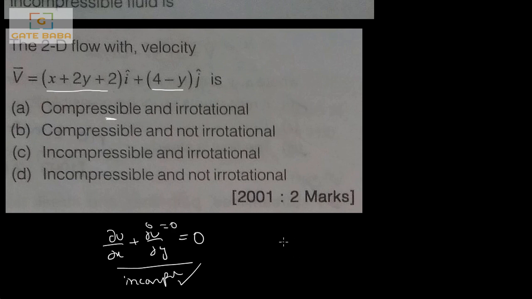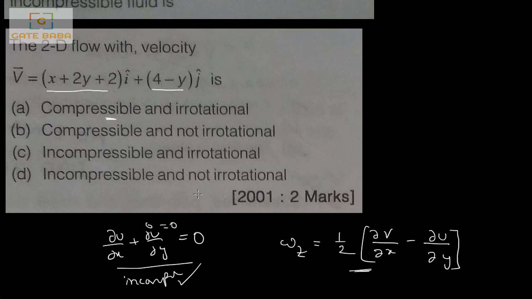And check for the rotationality. How to check for the rotationality in the 2D case? Check only the omega z, that is 1 by 2 of dou v by dou x minus dou u by dou y. So the y component here is v, the x component here is u. So check this option. I already explained this question in the class itself, so no need to solve this problem again. So option D is correct.